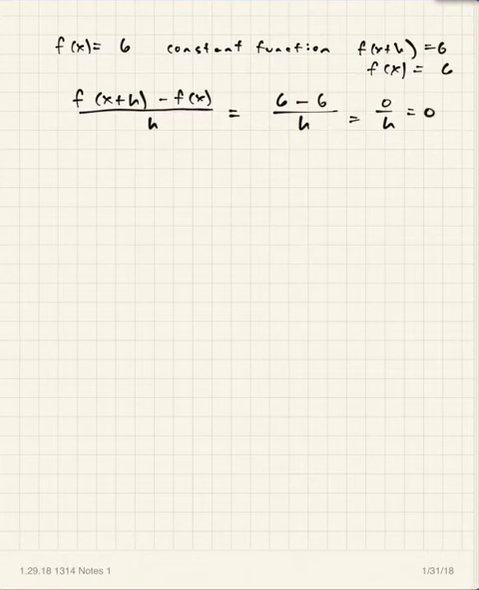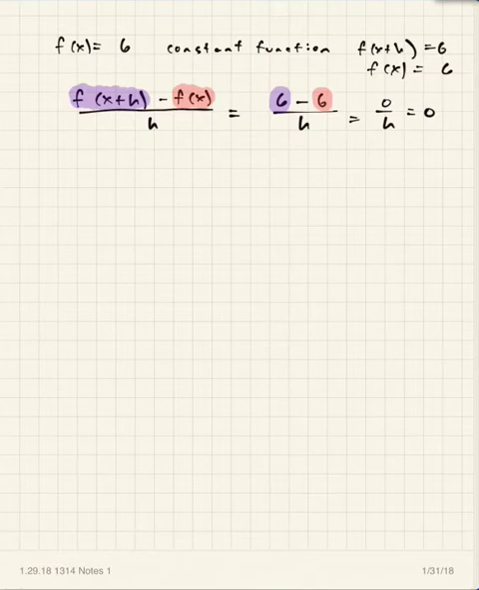Right? If you want to do the color coding like we were doing on the last screen, this is what you've got. And this ends up being so simple, I think it causes people lots of trouble when they do that, right? For f of x plus h, we substituted 6. For f of x, we substituted 6. You end up with 0. The difference quotient is always 0 for a constant function.